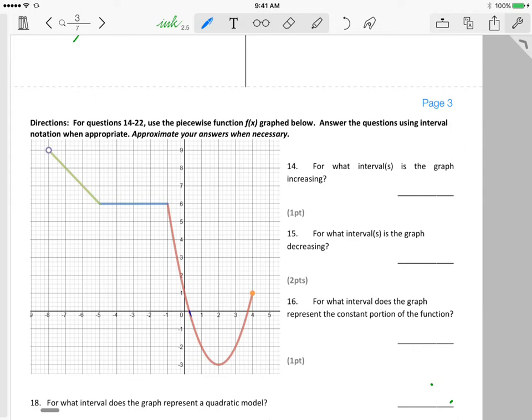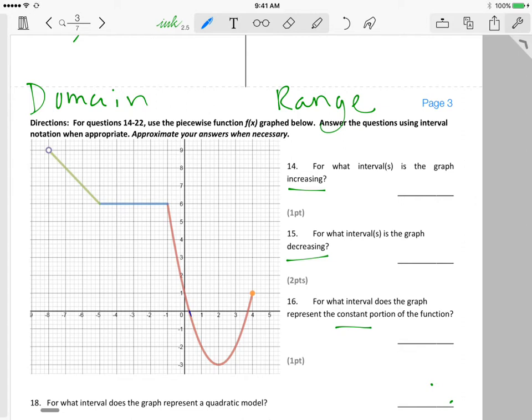Okay, so here's part 2. We're going to talk about the next couple problems on your Math Excel quiz for Unit 8. What you're going to be talking about for the next couple problems is domain and range, as well as where a graph is increasing, decreasing, or staying constant.